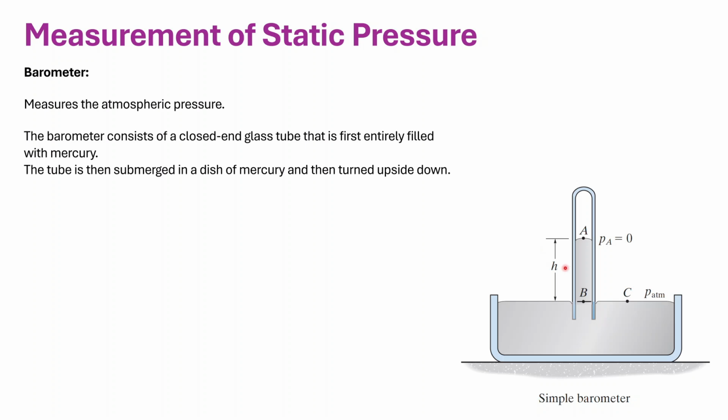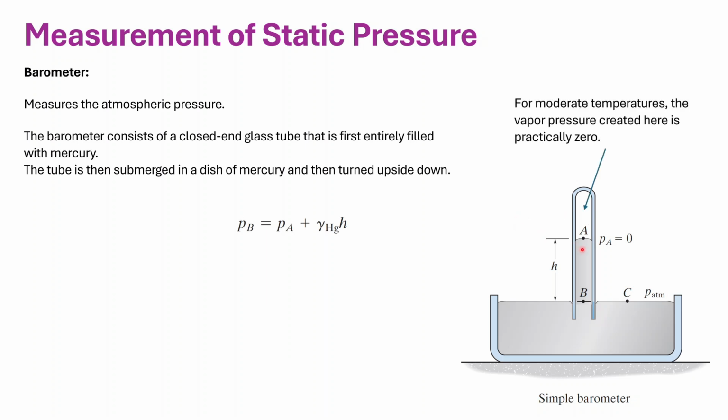So the way that it works, first, a glass tube like this one in the figure is filled with mercury, and then it is submerged in a dish that has mercury inside, and then it is turned upside down like this. As a result, a space here that can be considered as vacuum forms.